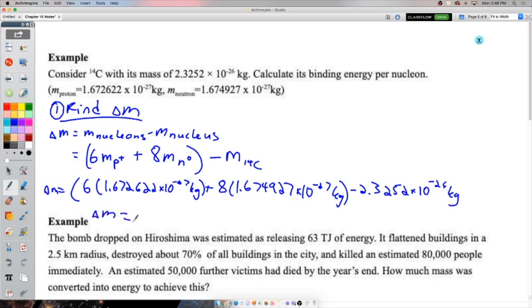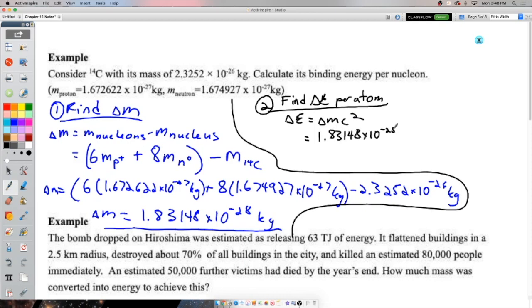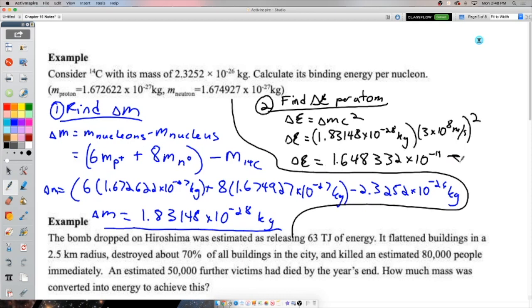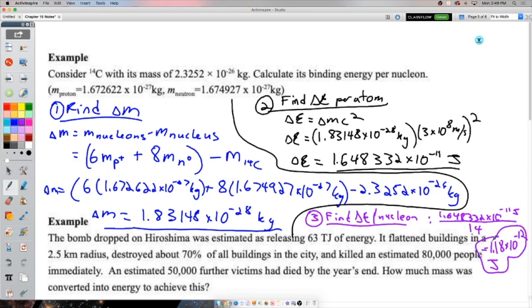And I got the mass defect, the difference between the separate nucleons and the nucleus, is that many kilograms. Okay, so now we've got the mass defect per atom. Let's find the binding energy per atom. Okay, so I got that many joules, and that's per atom, and every atom has 14 nucleons. So to get the binding energy per nucleon, take that and divide it by 14. And to 3 sig digs, because we did use the speed of light, which is 3.00, I got 1.18 times 10 to the negative 12 joules.